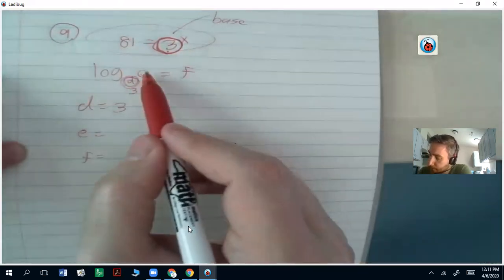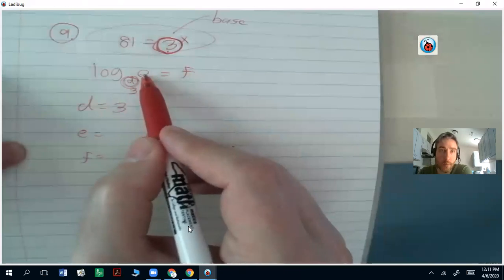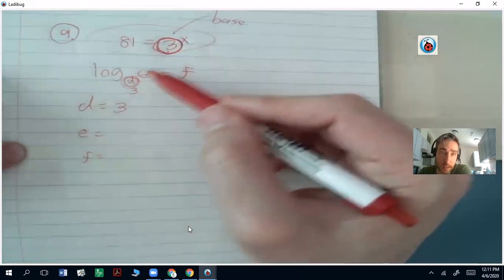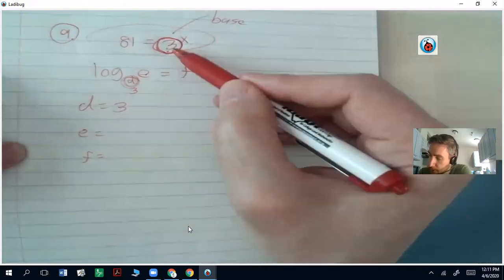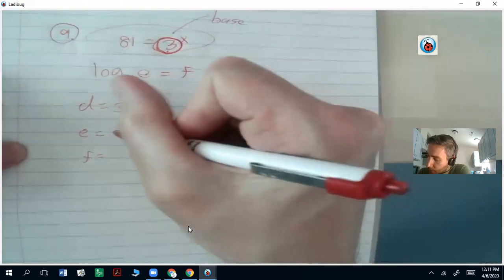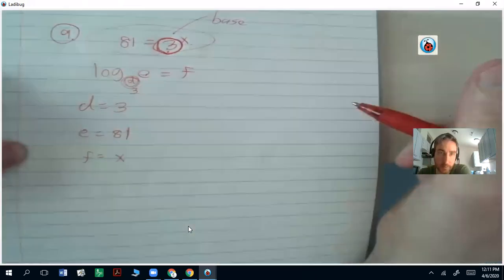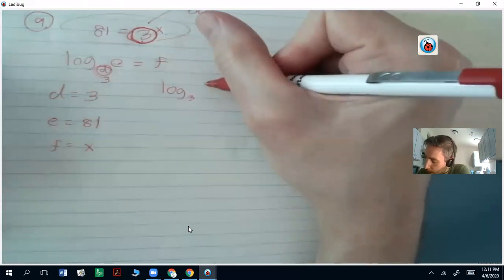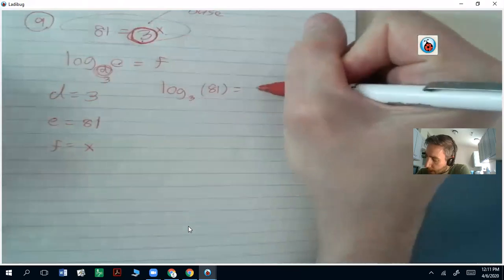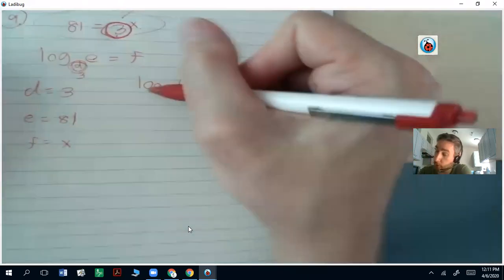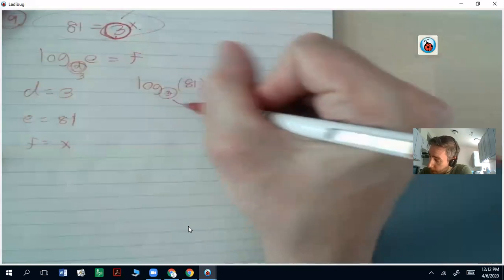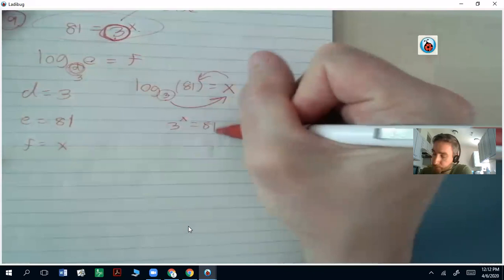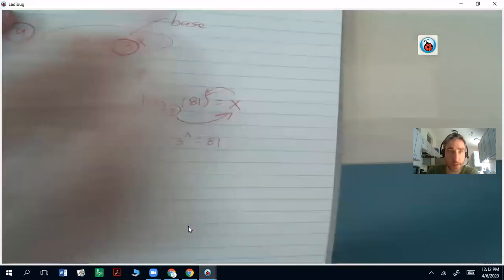Now let's look at E. E is what's in the log. Remember that when it's converted from exponential to log, we actually split these up. So the 3 is not going to go with the x in the log form. It's going to go with the 81. So E will be 81, and F will be x. The way you write that is log base 3 of 81 equals x, and then the way you convert that from log to exponential would be 3 to the x power equals 81, which is the same as 81 equals 3 to the x power, same thing.